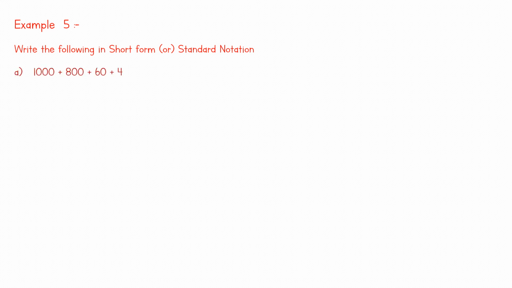Let us see another example. Write the following in short form or standard notation. The number is given here in expanded form: 1000 plus 800 plus 60 plus 4. You have to write it in short form. Given 1000 plus 800 plus 60 plus 4, first we have to write the place value chart.